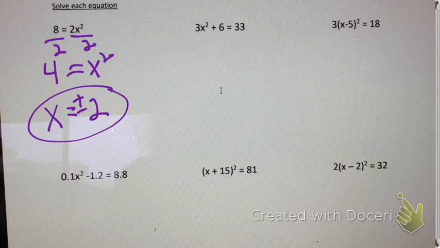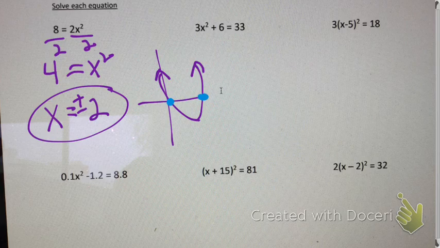Quadratic equations. Remember parabolas. Parabolas look like this. So a lot of times they have two roots or two zeros. So be careful with those. Just remember that. Be careful with those. Okay, let's leave that diagram there.